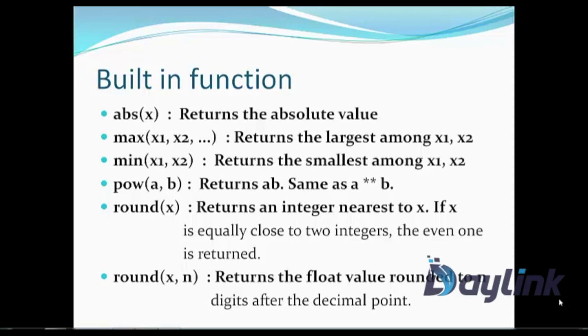round returns an integer near x. If x is equally close to two integers, the even one is returned. The other round returns the float value rounded to n digits after the decimal point.